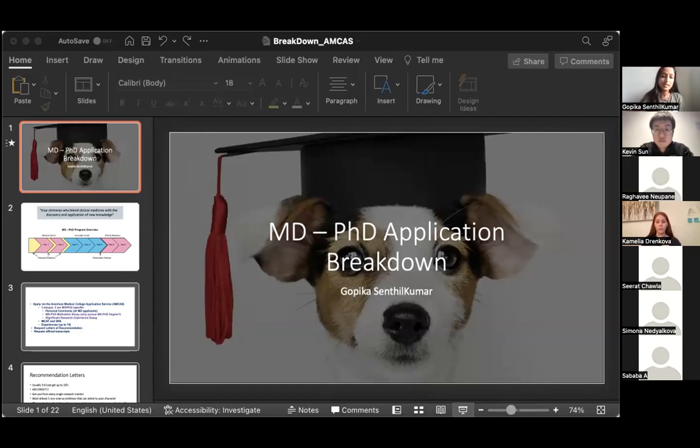So this is the general program overview at most MD-PhD schools. However, there are some programs where they have maybe 1 year of medical school research and then 3 years of rotations, or a year and a half of the basic science medical school.